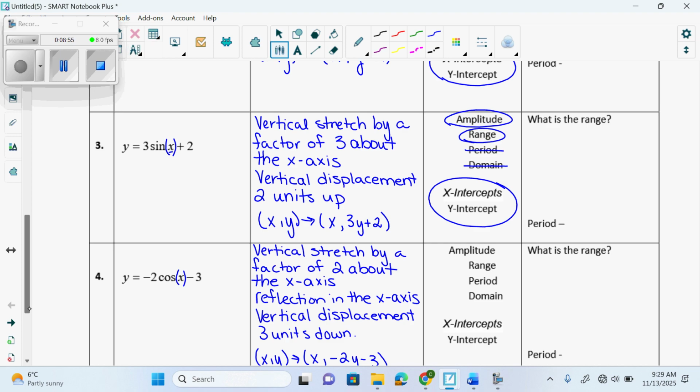4, same thing's going to happen. My amplitude is going to be what this time? 2, not negative 2, 2, because amplitude is the absolute value, right? It's the vertical stretch. Okay? The range is going to change. The period and domain are not, and neither are these two. Okay, let's flip.